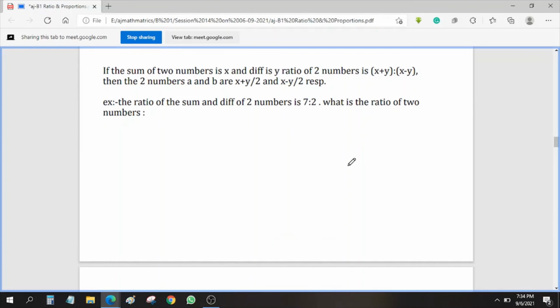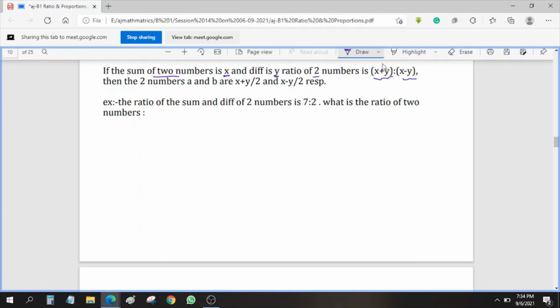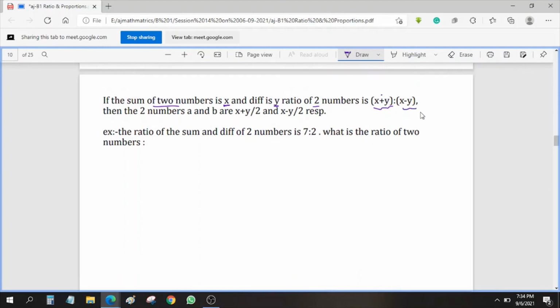Next, if the sum of two numbers is x and the difference of two numbers is y, the ratio of two numbers is x plus y and x minus y. This is representing a sum of two numbers and this is representing a difference of two numbers, and then the two numbers a and b are simply x plus y by 2 and x minus y by 2. If it is complex to remember this formula, then I'll give you an easiest way of solving.